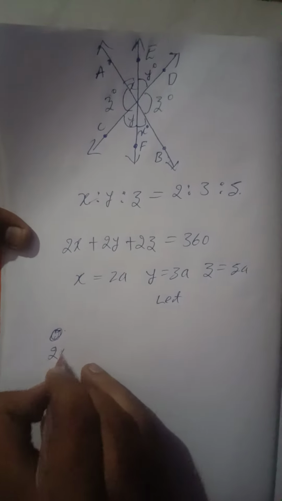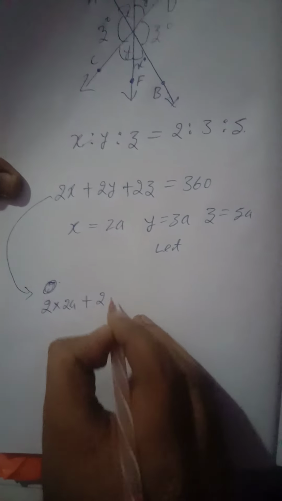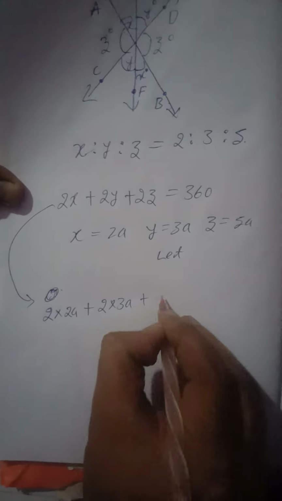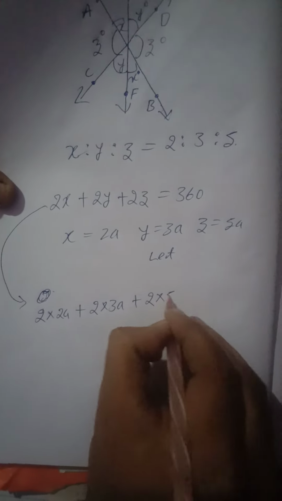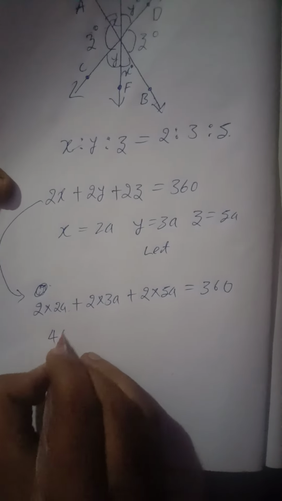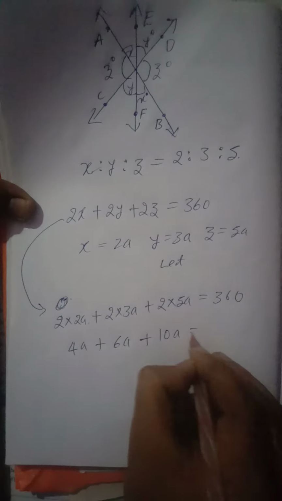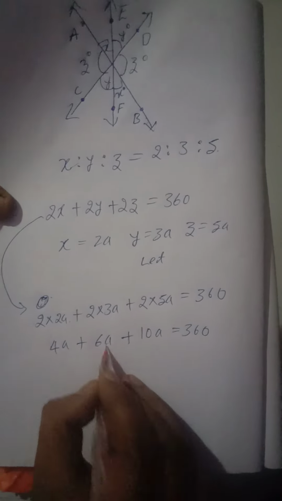2 into x is equal to 2a. Substitute this equation. 2 into y is equal to 3a. 2 into z is equal to 5a, which is equal to 360. 2 times 2 is 4a. 2 times 3 is 6a. 2 times 5 is 10a, equal to 360. 4 plus 6 plus 10 is 20a.